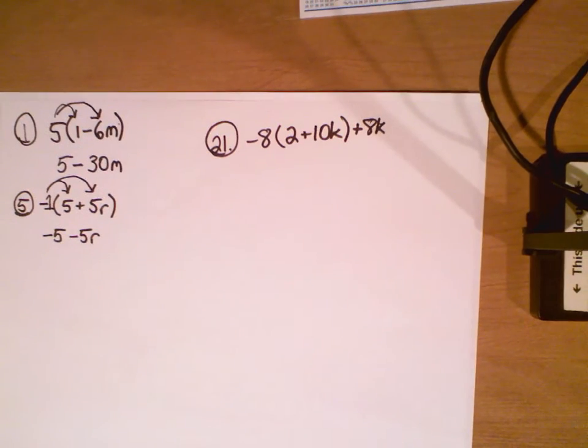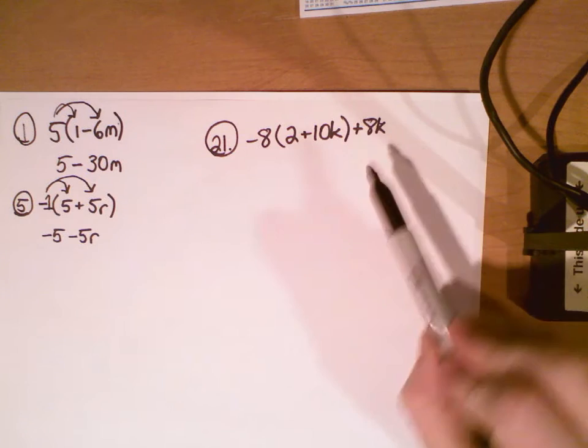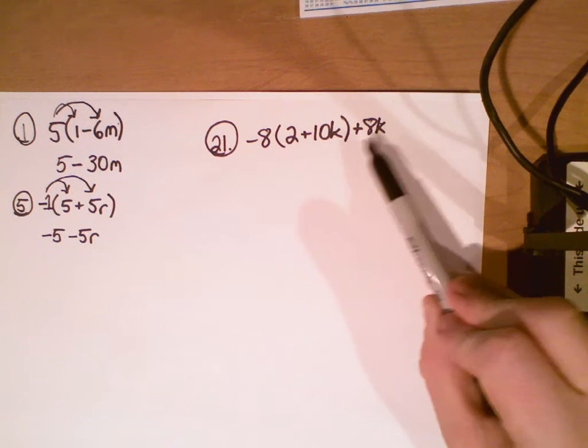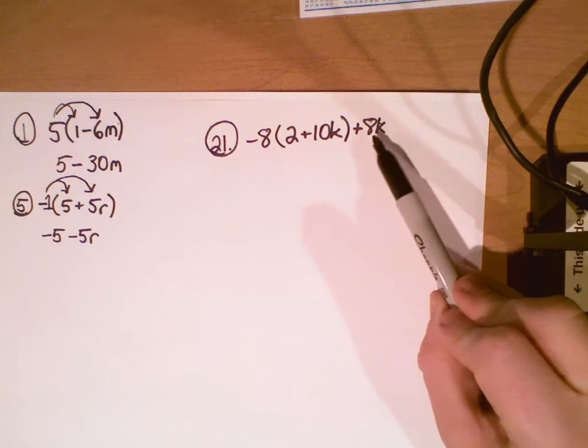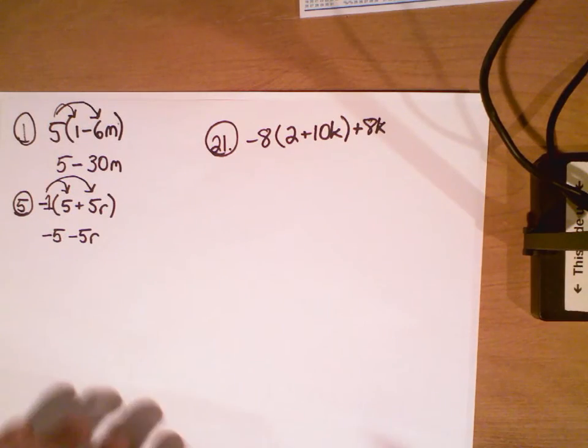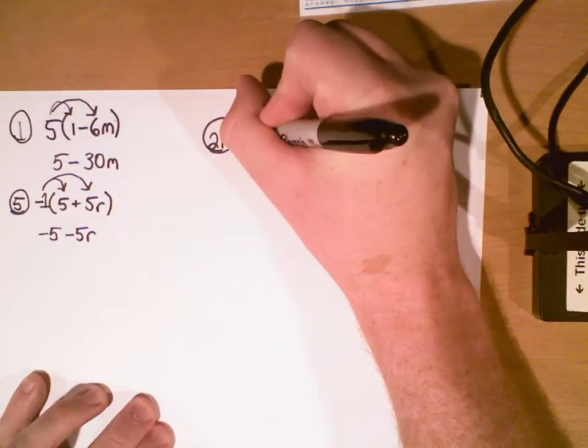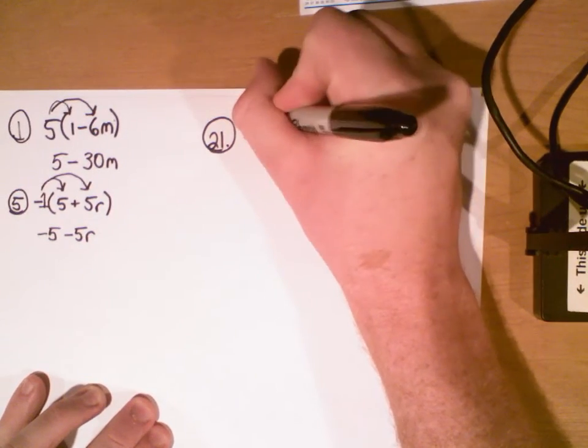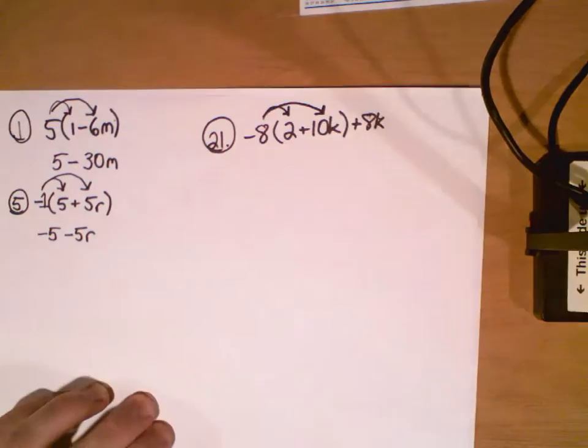Okay, so we do know what we have to do here. First thing that we need to do is draw our arrows. Now, I won't draw an arrow to this guy because he's not in parentheses. So I'm going to leave him alone for now, but I'm going to bother these guys. Drawing an arrow from negative 8 to 2 and negative 8 to a positive 10k.